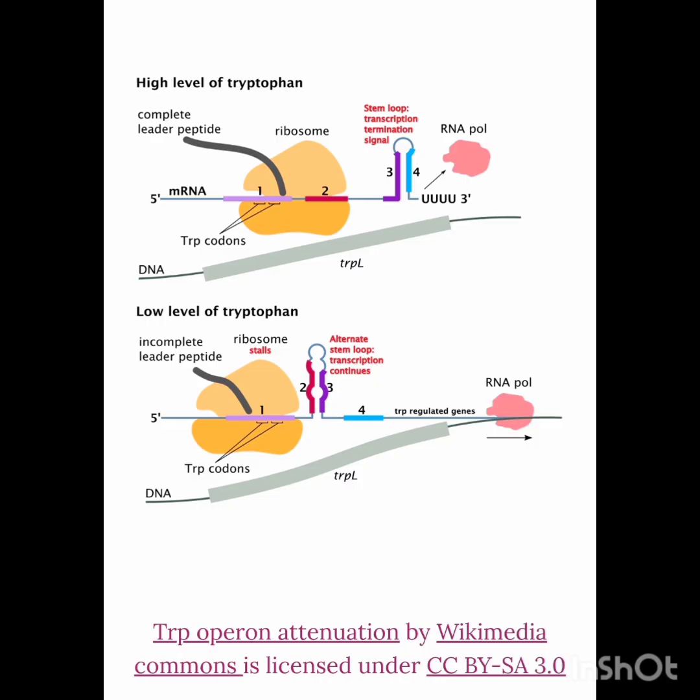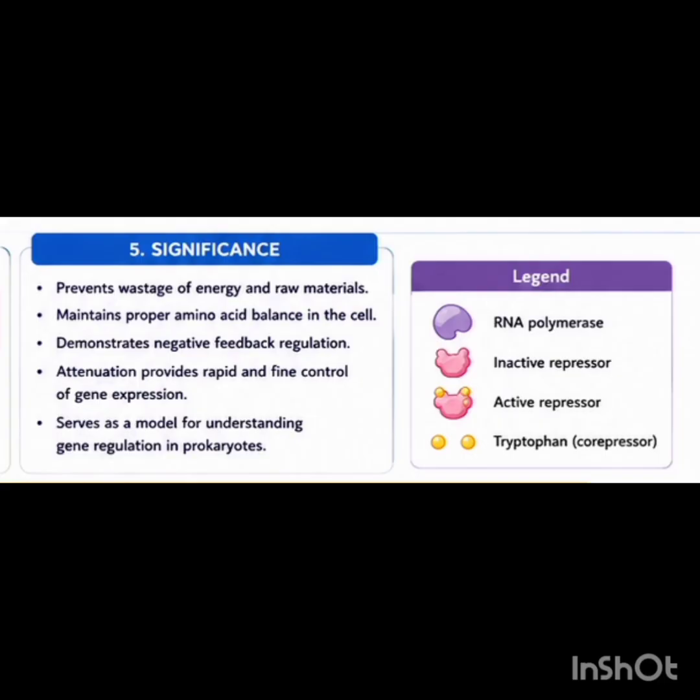It conserves cellular energy by preventing unnecessary enzyme synthesis, maintains amino acid homeostasis, and enables bacteria to adapt efficiently to nutritional changes. Furthermore, studies of the tryptophan operon have contributed significantly to our understanding of molecular genetics, transcriptional regulation, and the relationship between the genotype and phenotype.